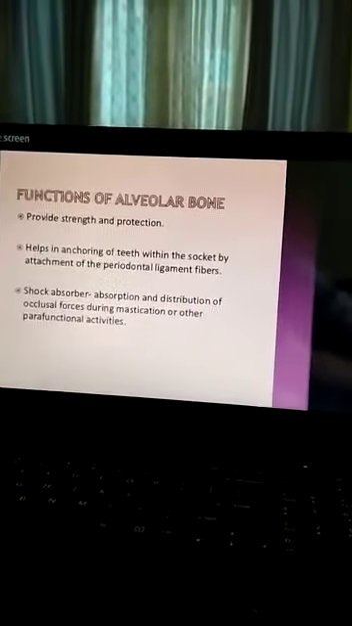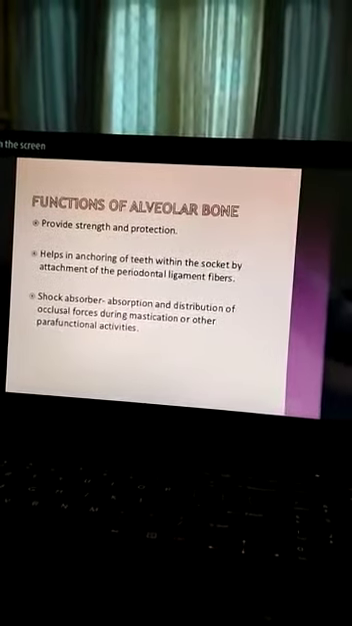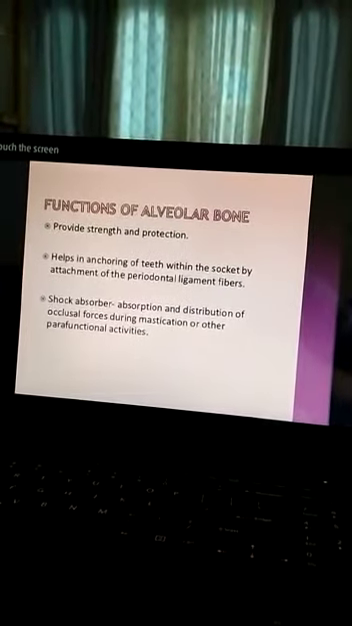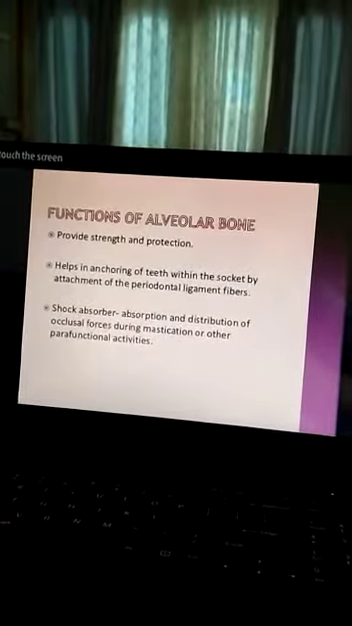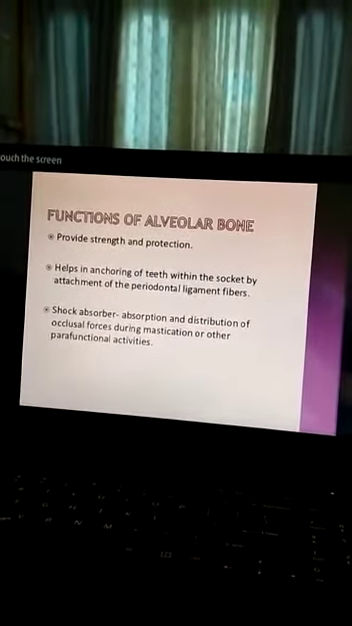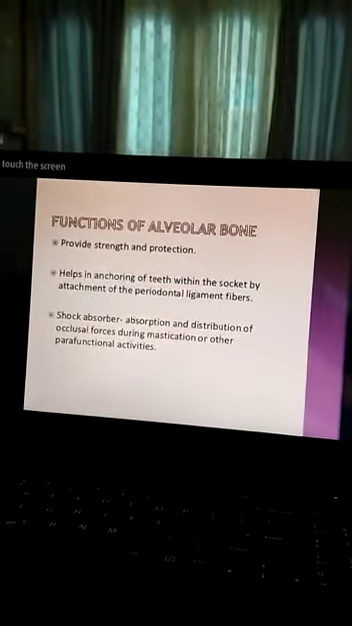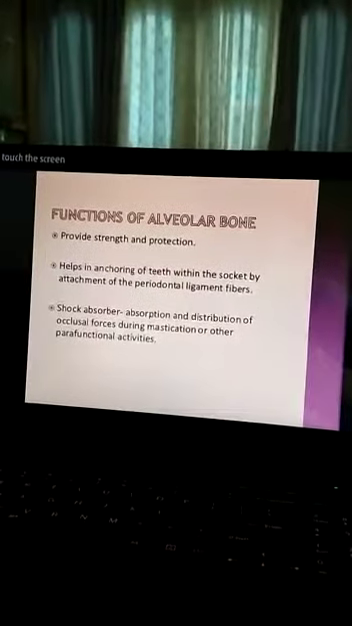Function of alveolar bone: it provides strength and protection. It helps in anchoring of teeth within the socket by attachment of periodontal ligament fibers. It helps as a shock absorber.